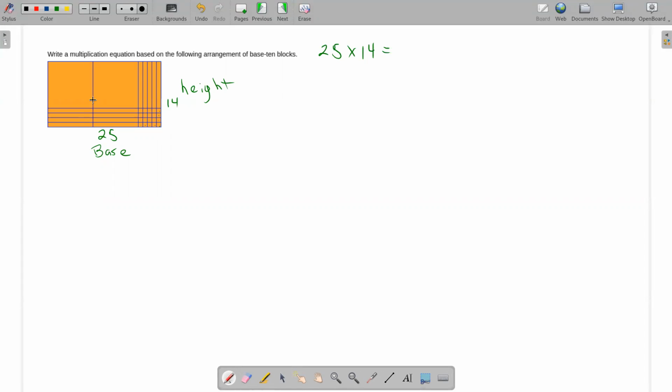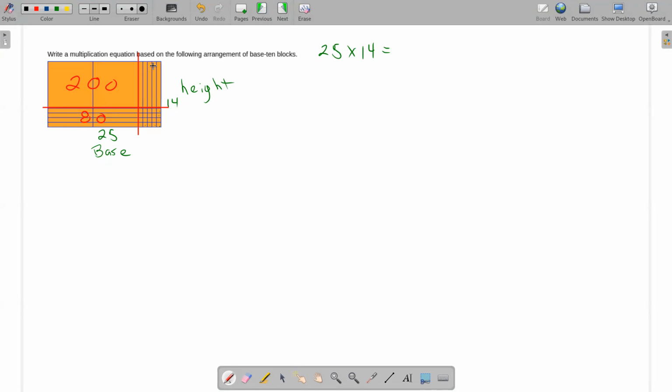And to get the product, we can just think about this as the expanded algorithm for multiplication. If we separate the tens from the ones over here and the tens from the ones over here. And so what I see here is two 100s. So there's 200 up here. I see a 4 by 2 grid of 10s here. 4 times 2 is 8, so this should be 80.